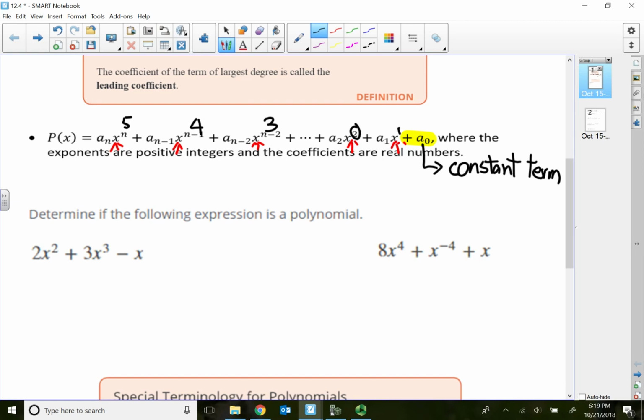This is a classic example of a polynomial because all the exponents are positive integers. The exponents in a polynomial have to be positive integers. It cannot be a fraction, it cannot be a decimal, and it cannot be a negative integer. And all the coefficients, the numbers in front of the x, are real numbers. So this is a polynomial. Determine whether the following expression is a polynomial: this one would be a yes.